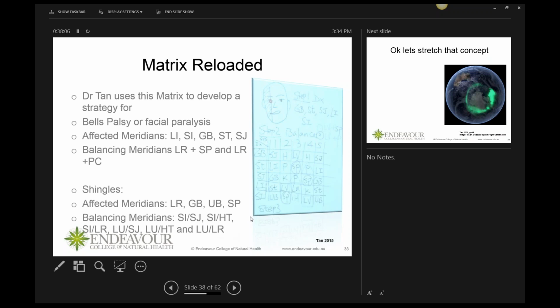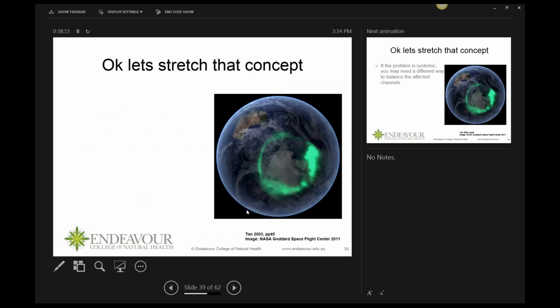Okay, so this is where it becomes even more, well, not freaky, but stretching that concept even further, where can we actually balance the whole body with as few meridians as possible? So his way of explaining this is talking about global balance, and I like to find this picture, you know, that had Australia on it and the Aurora Australis as well, because any other picture that I put in had America. So I was like, no, I want to find an Australian version.